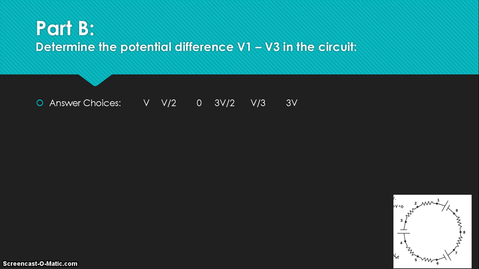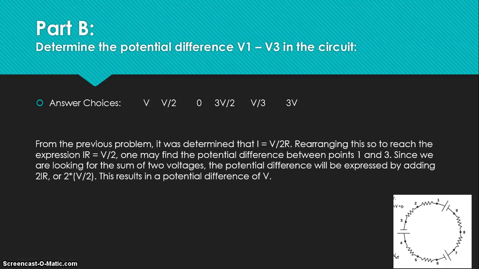Part B of question 2 wanted us to determine the potential difference from node 1 to node 3 within the circuit, given the following answer choices. From the previous problem, we know that I is equal to V over 2R. We rearrange this so we find that IR is equal to V over 2, and this allows us to find the potential difference between points 1 and 3.